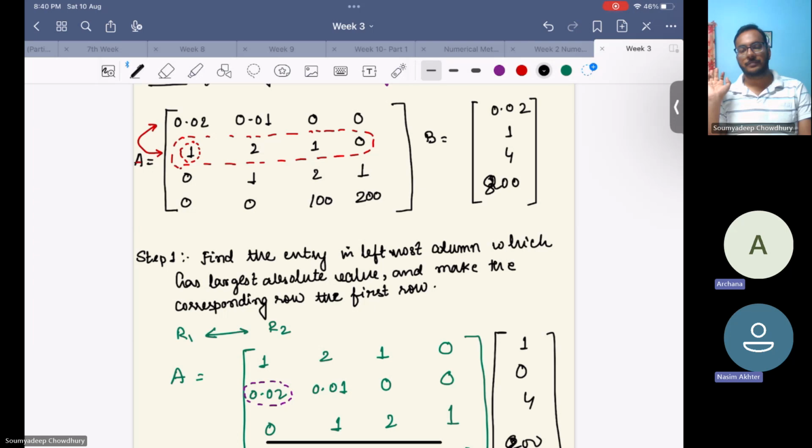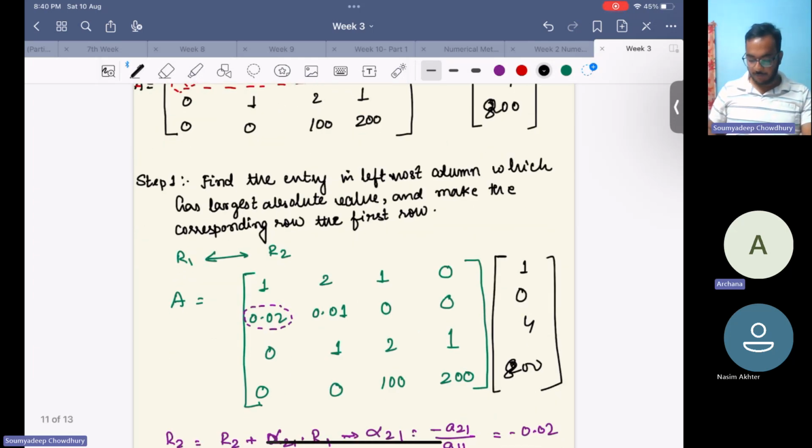Yes, sir. If in R3 we have a 2 in the first element, we have to exchange R3 and R1, no? Correct. Biggest number in the first column. Biggest absolute number, even if it is negative, don't consider the negative sign. Absolute value you have to see. Okay, sir.